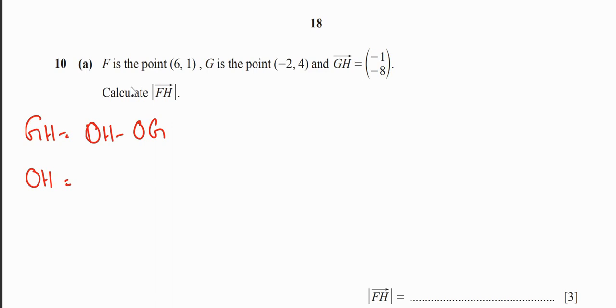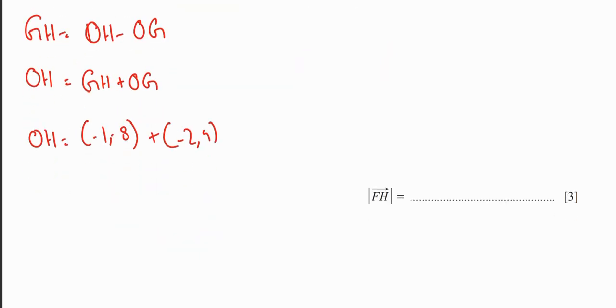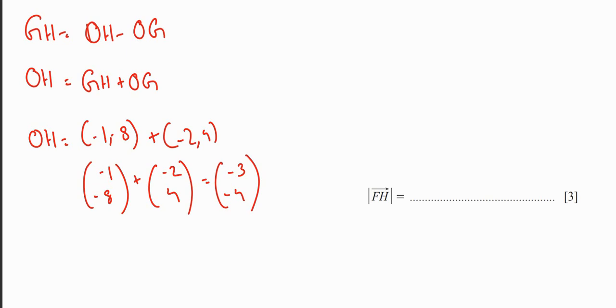We shifted OG over there, so it becomes GH plus OG. So OH is equal to (-1, -8) plus what's OG? (-2, 4). So we can also do it like this: (-1, -8) plus (-2, 4). So -1 and -2 is -3. -8 plus 4 is -4.